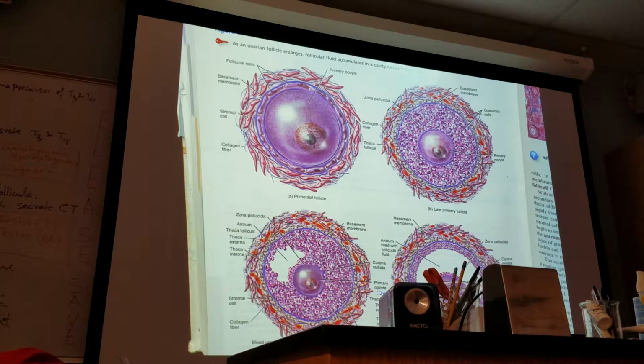Now, surrounding this primordial follicle, this is the primordial follicle. These are not parts. I mean, primary follicular cells are parts, but not collagen fibers or the stromal cells. These stromal cells and collagen fibers form a protective structure called theca folliculi. But it will form in the late stage of the primordial follicle.